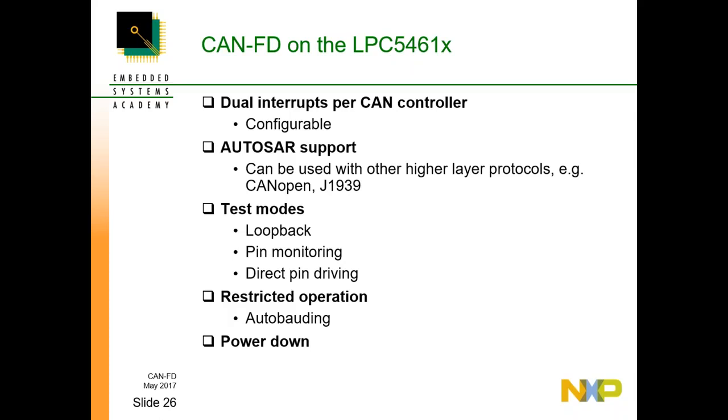A restricted operation mode is provided. This allows a controller to receive data and acknowledge frames, but it cannot transmit and does not generate error frames. This is ideal for implementing autobauding, where the CAN bit rate needs to be automatically detected without disrupting the network. Various bit timing configurations can be tried until a working one is found, and then restricted operation mode is exited and full communication is possible.